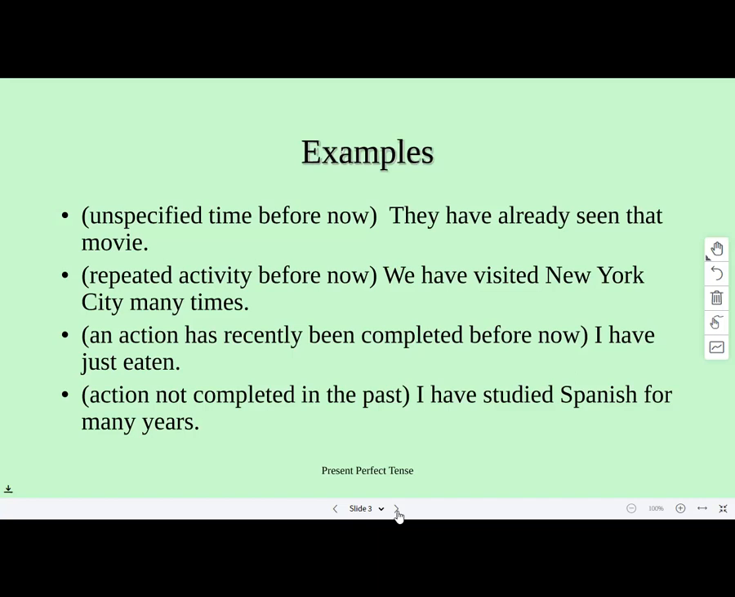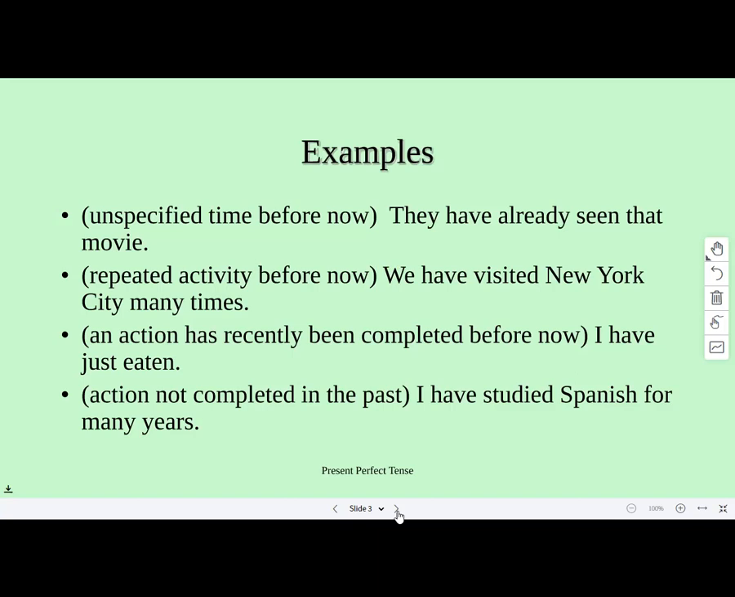Then repeated activity before now. We have visited New York City many times. We have been to Islamabad many times. We have been to Swat, Kallar Saidan, Kallar Kahar, etc. many times. So you see, these activities or visits are common and they are repeated. Or maybe if you tell somebody that I have visited my campus in Islamabad, which is situated in H8, Allama Iqbal Open University, you keep going there. That is a repeated activity, and you will use the present perfect tense.